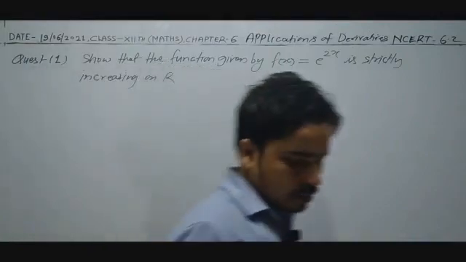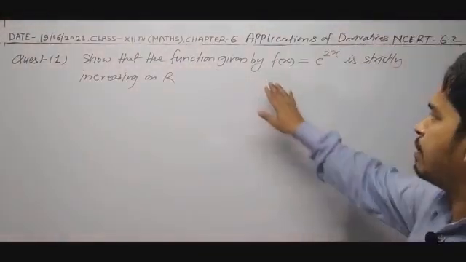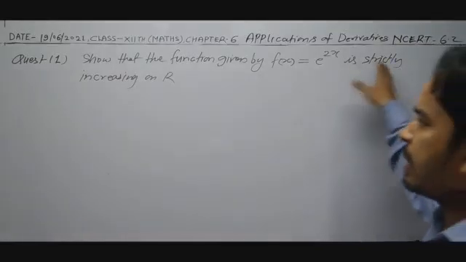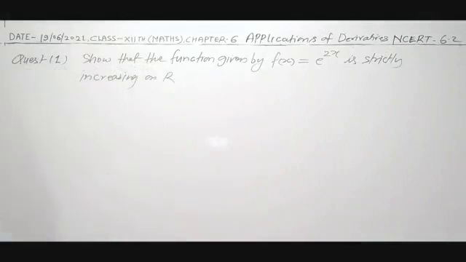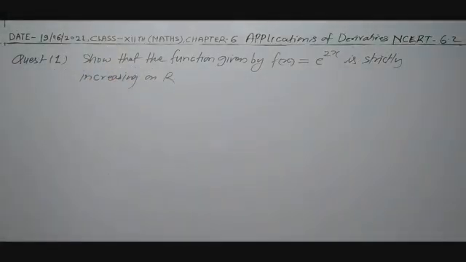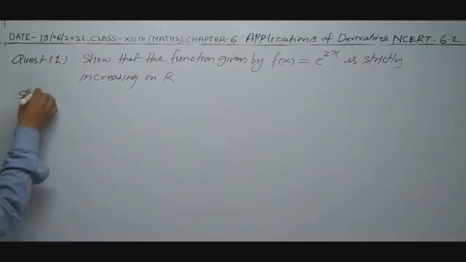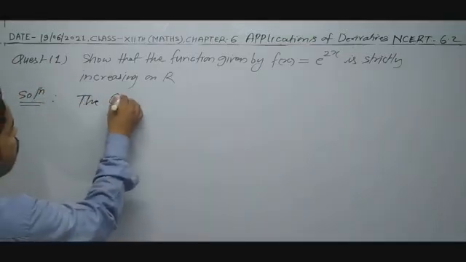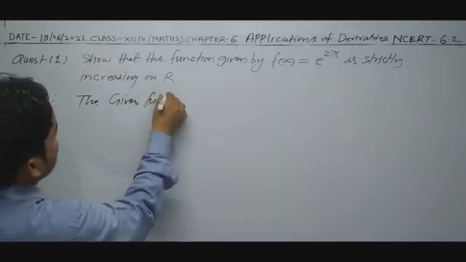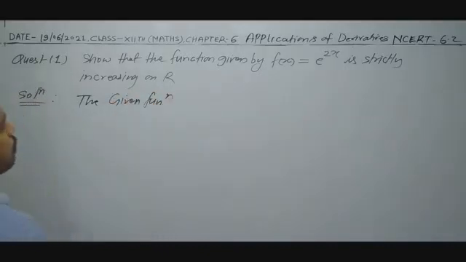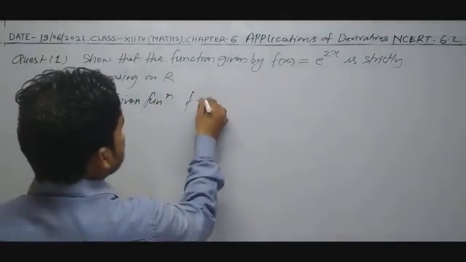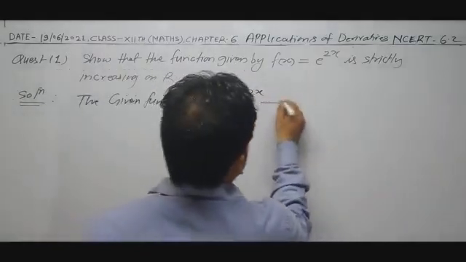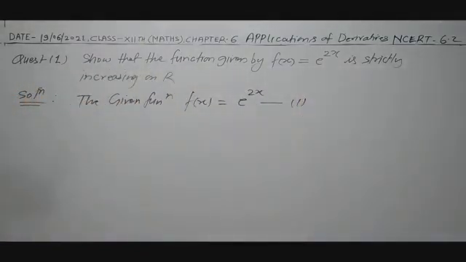Question number 1: show that the function given by f(x) is equal to e to the power 2x is strictly increasing on R. Strictly increasing on R means for every real value of x the function is strictly increasing. So the solution: the given function f(x) is equal to e to the power 2x.